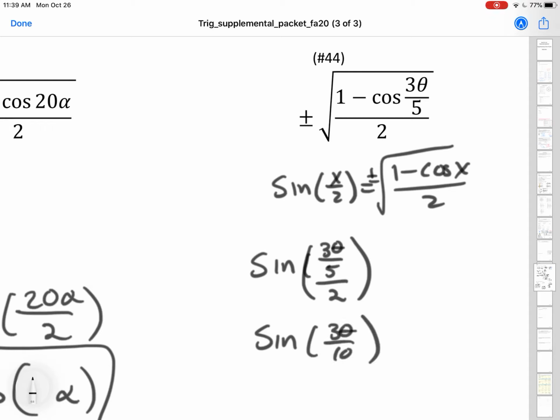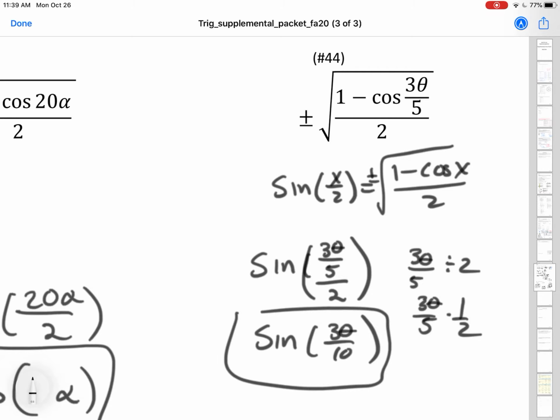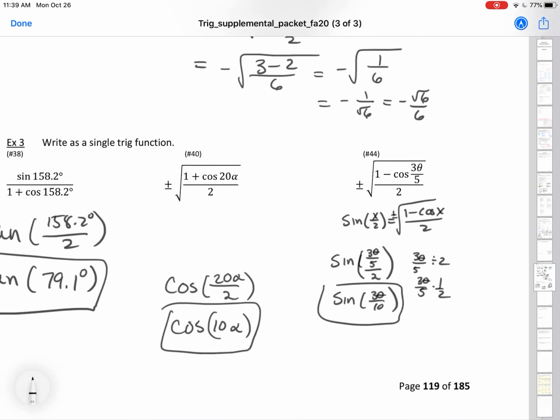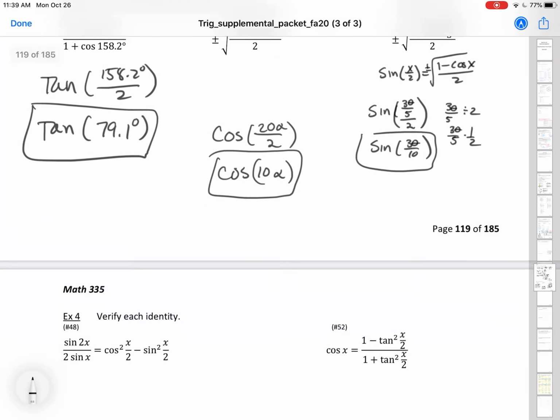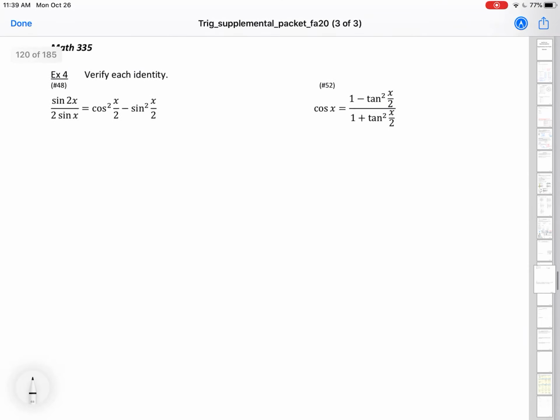That's what we're hoping, is that you have experience enough with complex fractions from Algebra 1 and Algebra 2 that you're just saying, oh, it's sine 3 theta over 10. Other people would say, oh, this is 3 theta over 5 divided by 2, which is 3 theta over 5 times 1/2, and justify the 10 that way. We need you to come up with the sine of 3 theta over 10. Awesome. You know what's coming next.